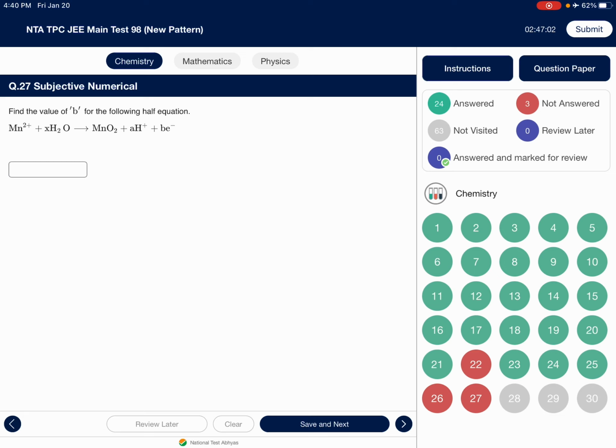Chances are there. Now, why should we raise? Find the value of B for the following half reaction. Mn2+ gives rise to MnO2. There are 2 oxygens, so it will become 2H2O, 4H+. 4H+ means he is asking about electrons. Why do we need to look so much for this? Mn2+ became MnO2, so the change is 2, so 2 electrons should be there. 2.